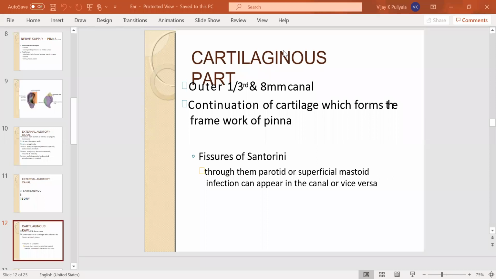If you want to see the tympanic membrane and external acoustic canal clearly, you have to pull the auricle. First you have to straighten this auricle. So you have to pull the auricle upwards, backwards, and laterally. If you drag it like this, you can see this external acoustic canal clearly.